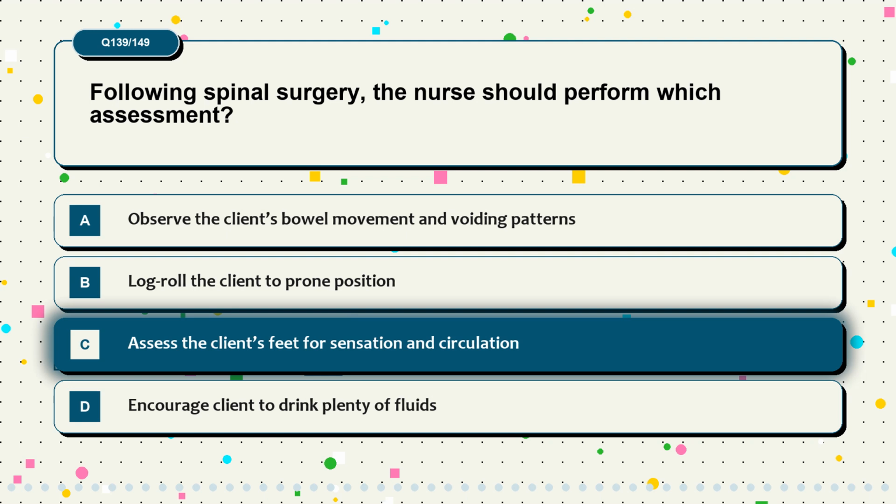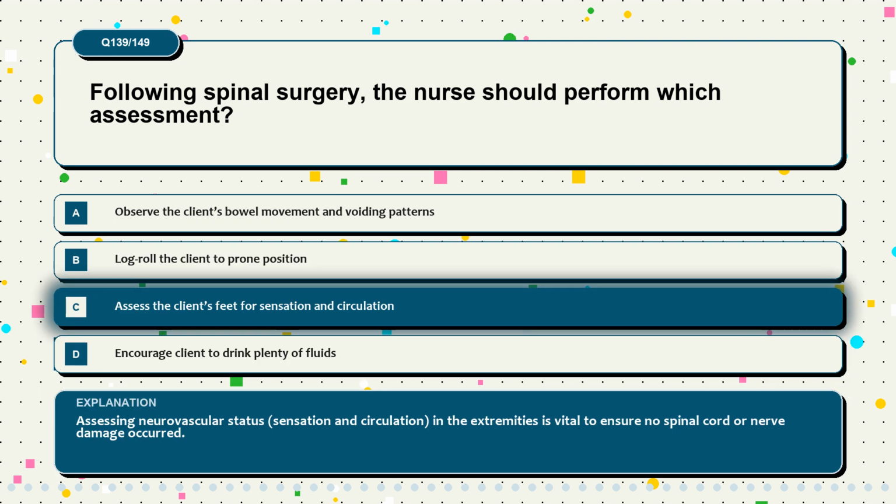The correct answer is option C. Assess the client's feet for sensation and circulation. Assessing neurovascular status, sensation, and circulation in the extremities is vital to ensure no spinal cord or nerve damage occurred.